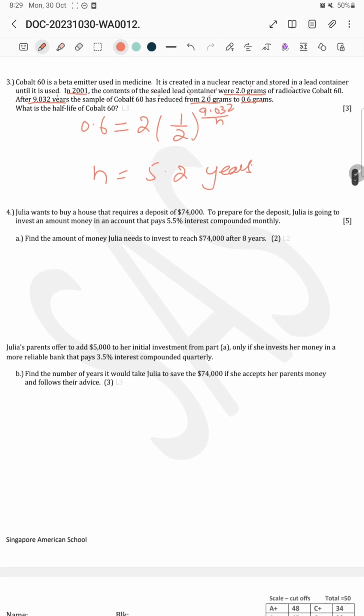Julia wants to buy a house. It requires a deposit of 74,000. To prepare for the deposit, Julia is going to invest an amount of money in an account. It pays 5.5% interest compounded monthly. 0.055 over t, compounded monthly, means 12 months. For 8 years means 8 into 12. So solve it out as regular dollars: 47706.63.